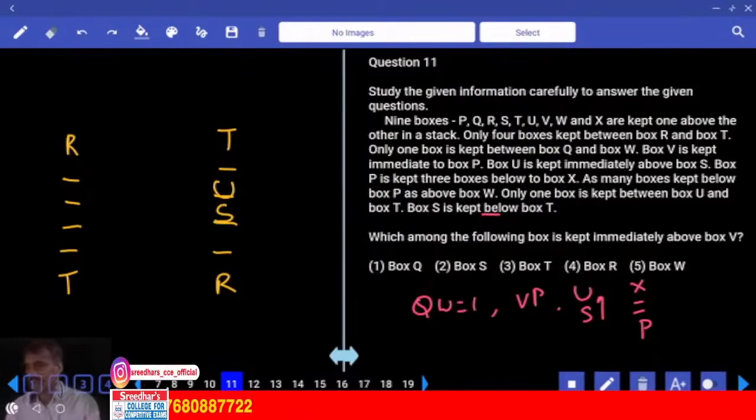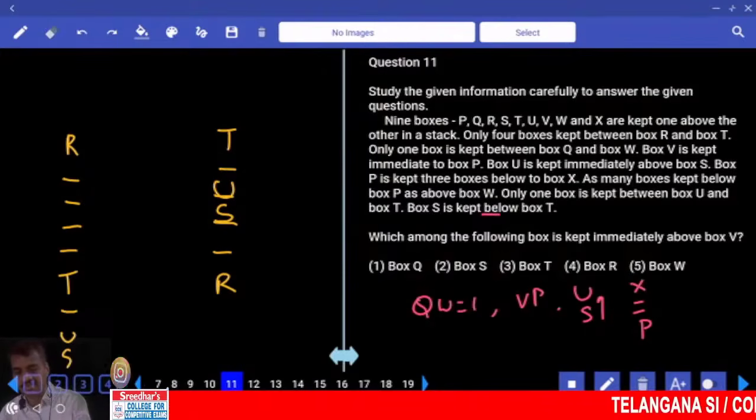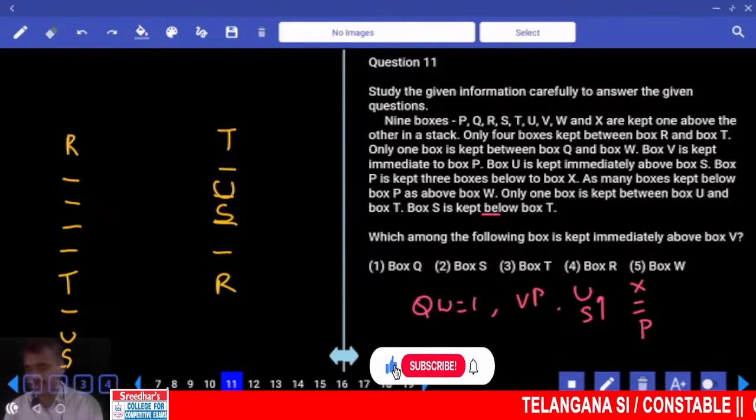Now U and T. Now here again, U is here, and S. 1, 2, 3, 4, 5, 6, 7, 8, 9. Now U and S.